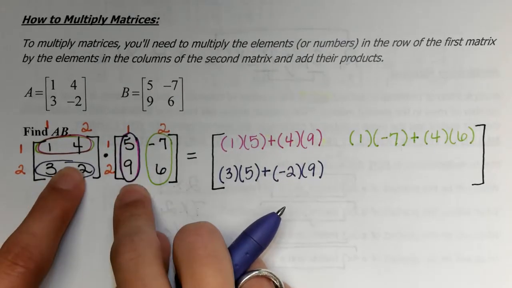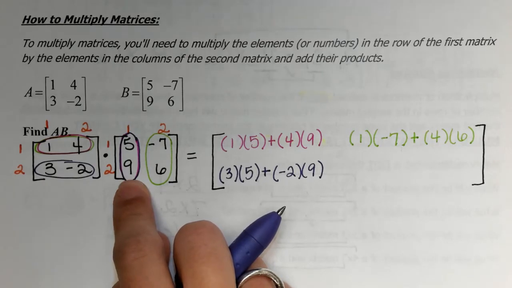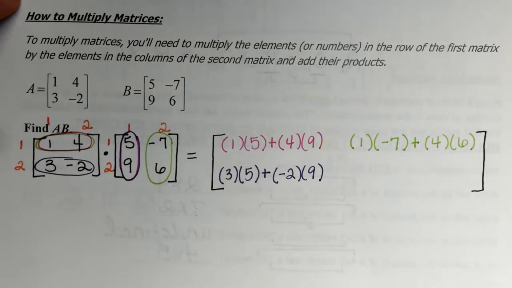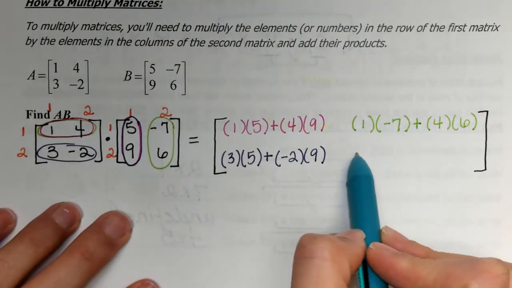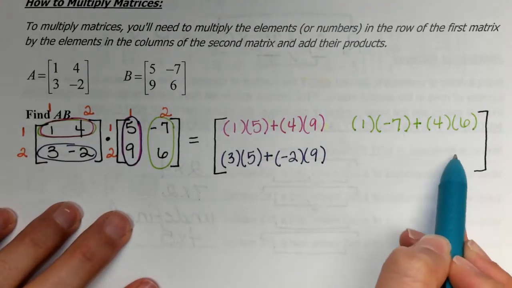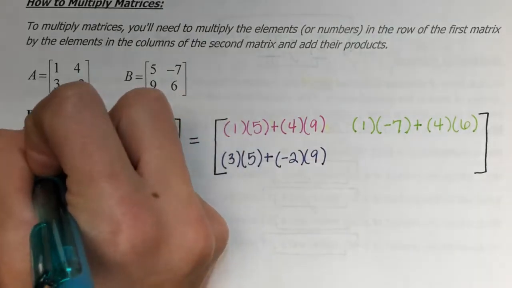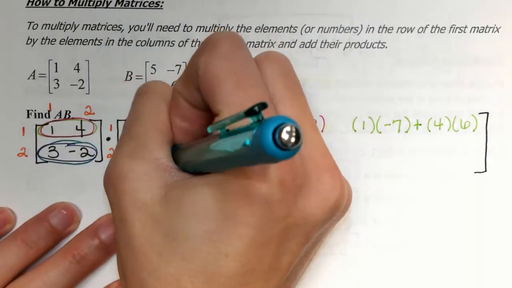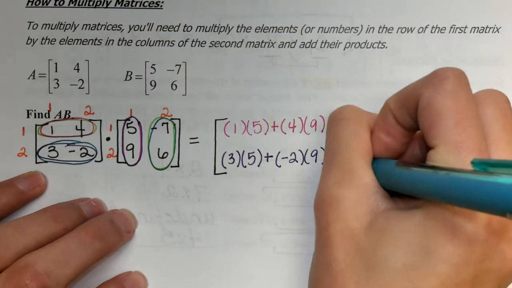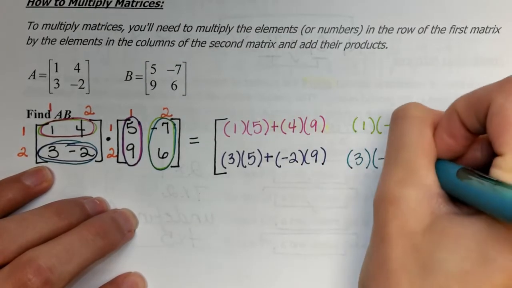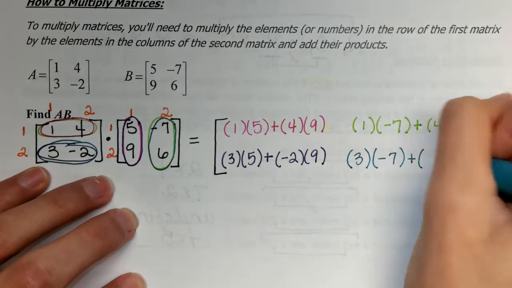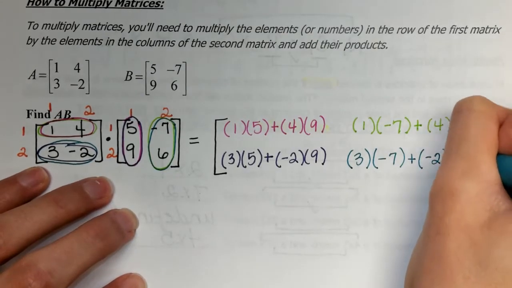Because you do first and first, second and second. Okay? Then what do you think I'm multiplying for this last element? Row 2, column 2. So I'm going to take 3 and multiply it by what? Plus negative 2 times 6.